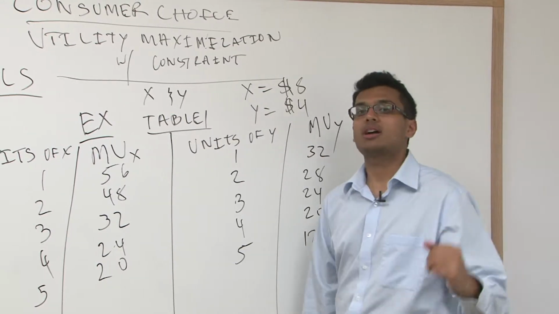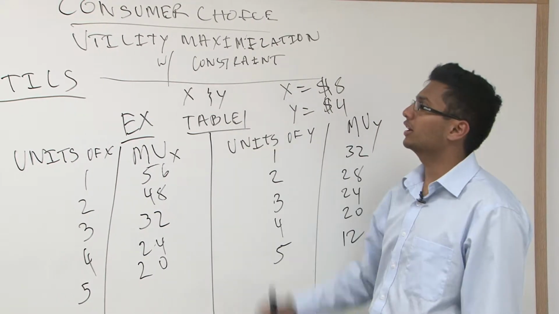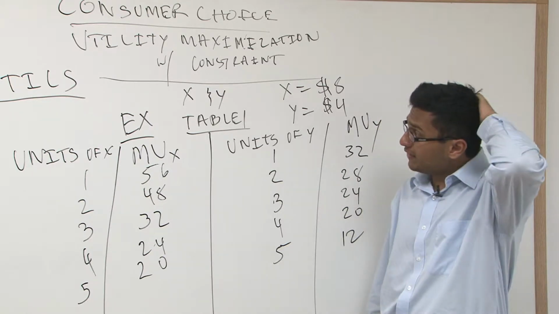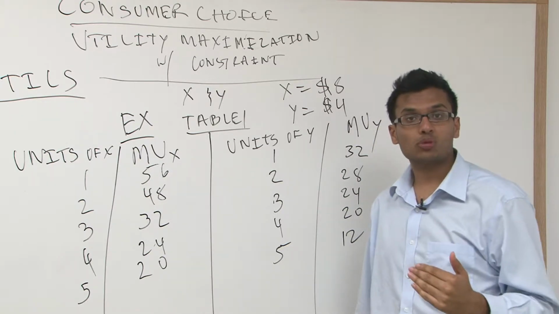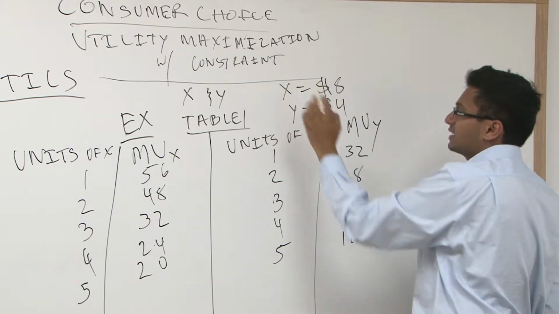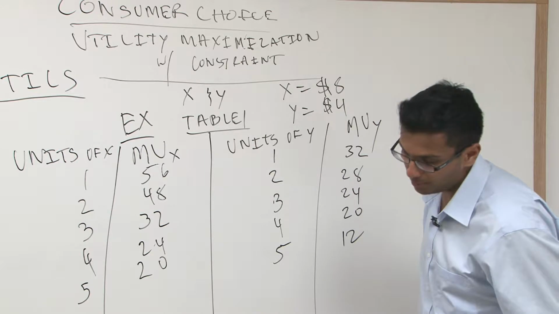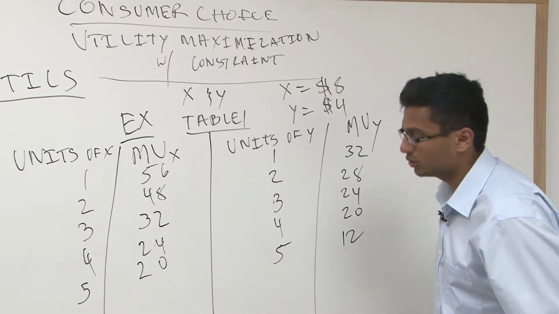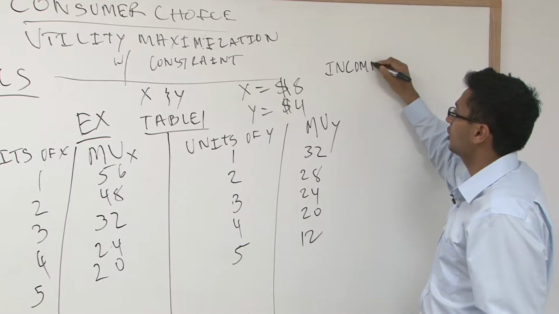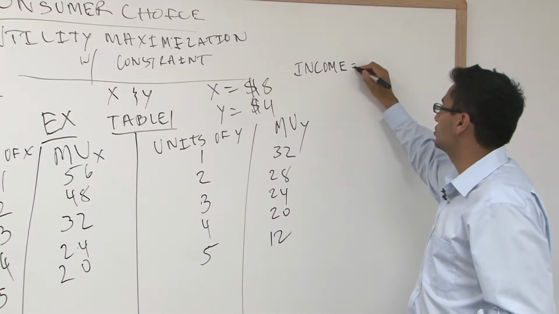One of the most important concepts that we're going to talk about in utility maximization is the following. We said that there is a given income, a particular constraint, so let's set an example. In this example, let's say that this person's income is set at $52. Income, which is our constraint, is $52.